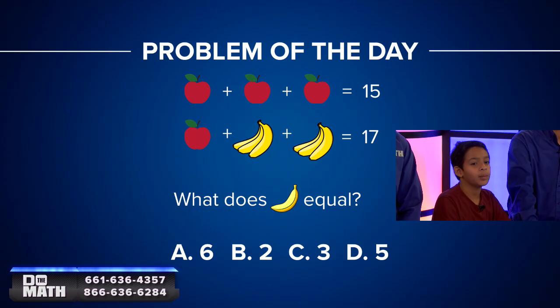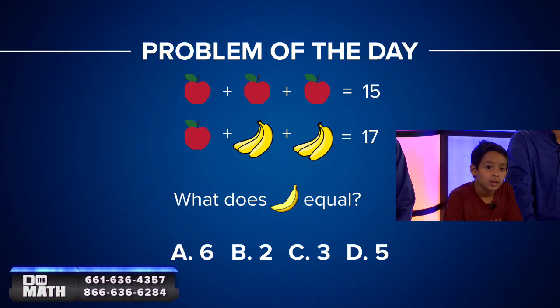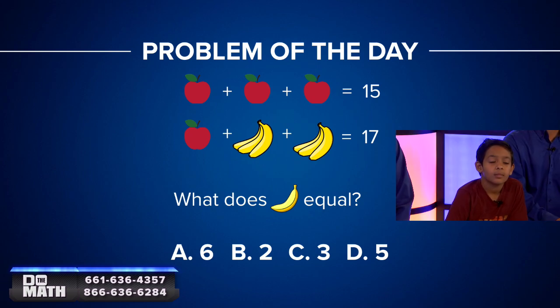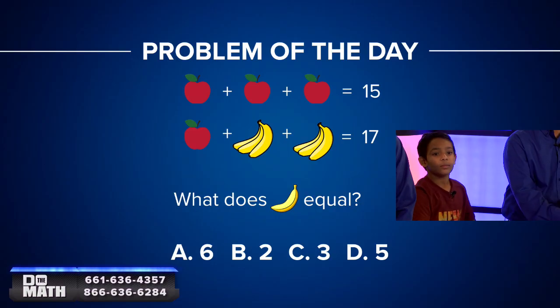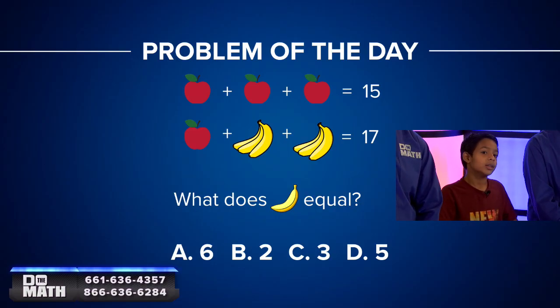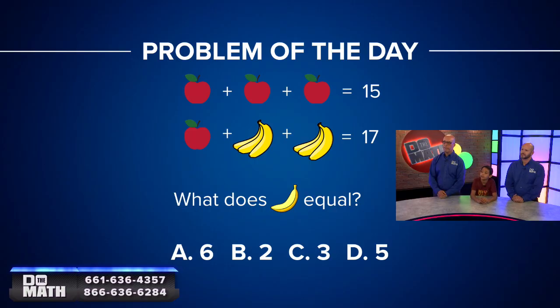Apple plus apple plus apple equals 15. Well, you could just divide 15 by 3, which would be 5. So an apple is 5? I think, yeah. All right, so what do we do with the next one? Then we've got 5 plus bananas equals 17. 5 plus, we could do 5 plus 7 is going to be 13, what am I saying?